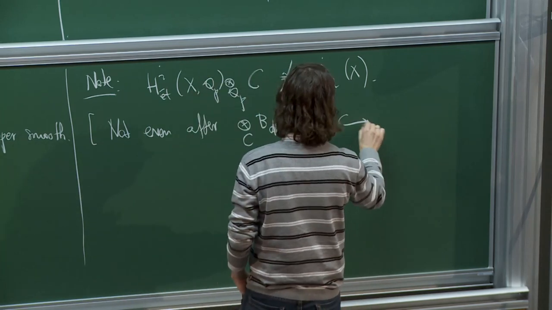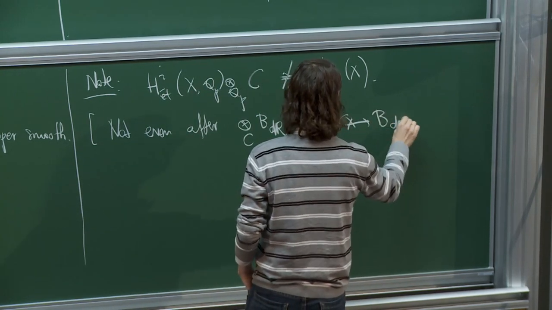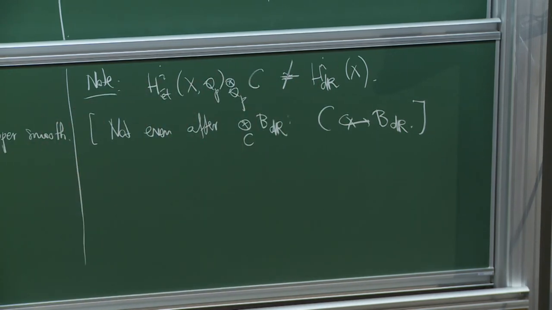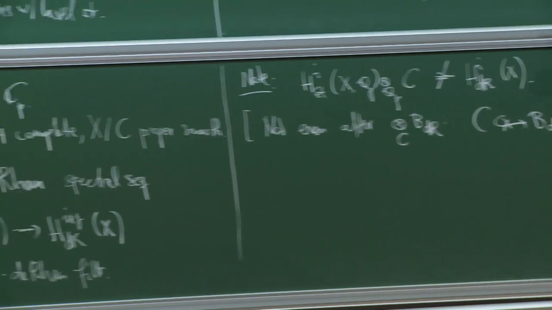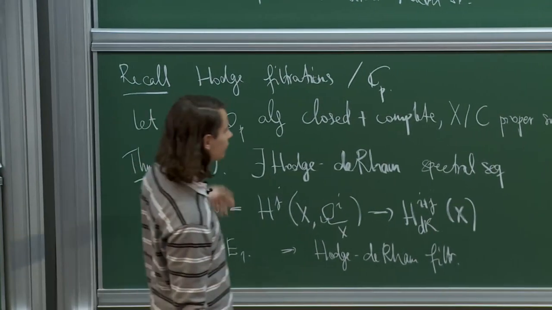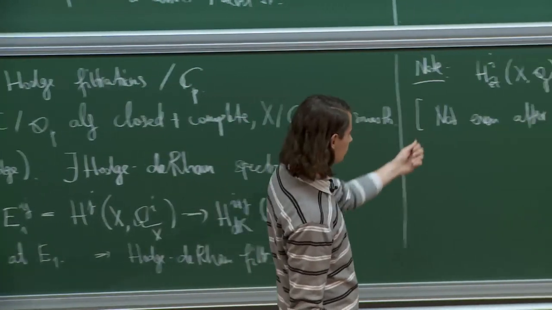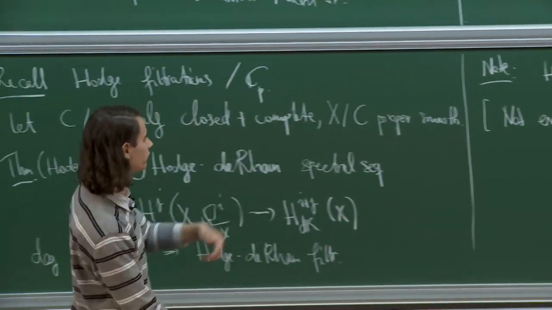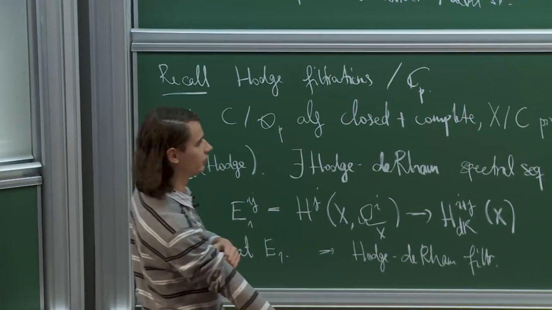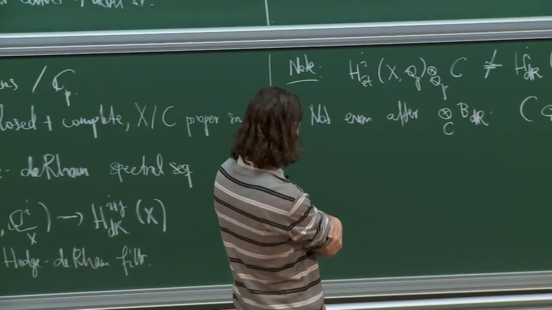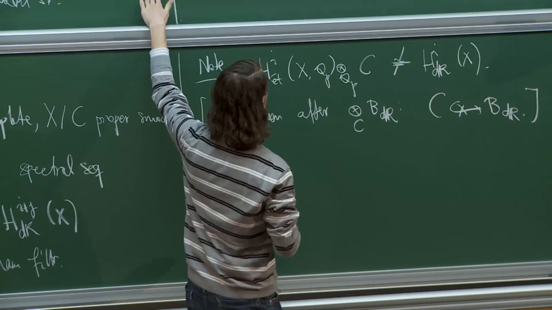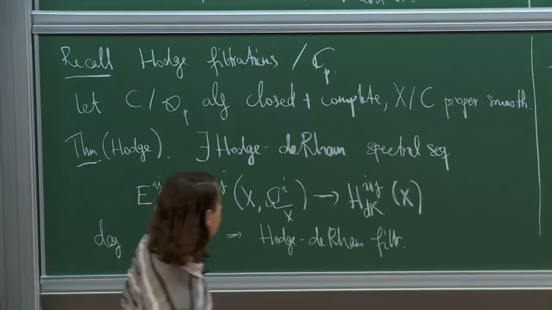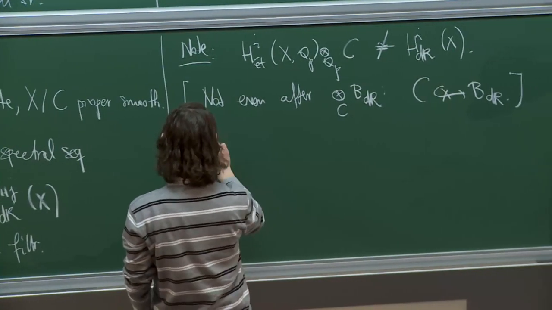As my base field C doesn't embed into the completed algebraic closure, if this variety was defined over some discretely valued extension, maybe with perfect residue field, then such a statement would be true. But if my variety starts life only over an algebraically closed field, that's no longer true. So we need some other Hodge filtration to make sense of this. And fortunately, there is such a filtration.